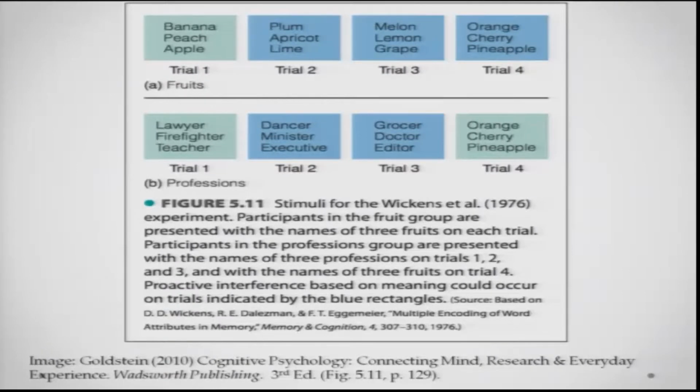The second group is the professions group, and they are also told profession names, but only until the 4th trial. On the fourth trial they are not told profession names, they are actually told 3 names of fruit. So the first trial is lawyer, firefighter, teacher, the second is dancer, minister, executive, the third is grocer, doctor, editor. The fourth one is the names of 3 fruits. Now what do you think happened here?